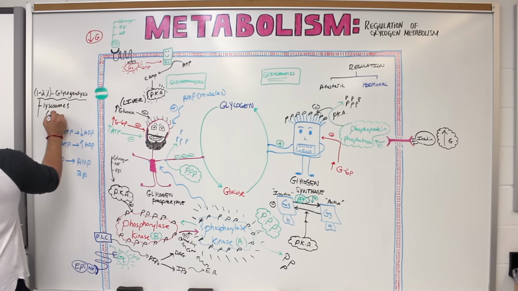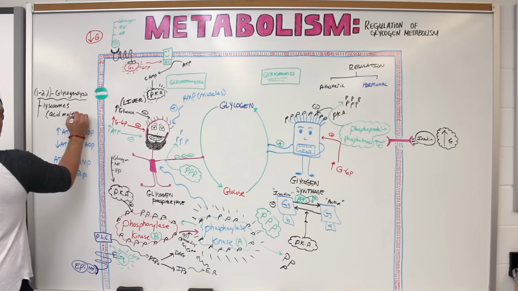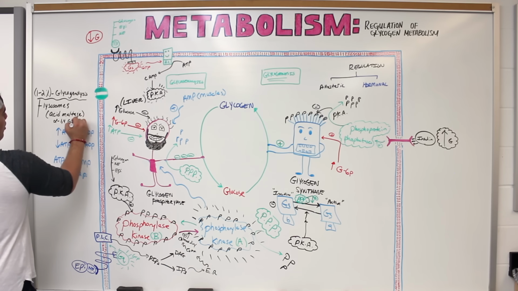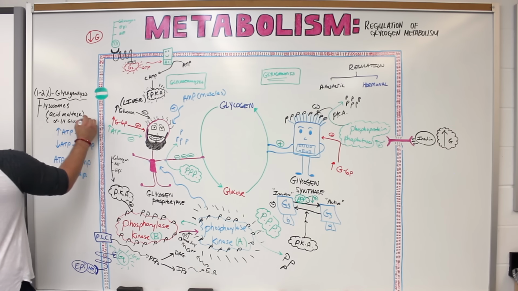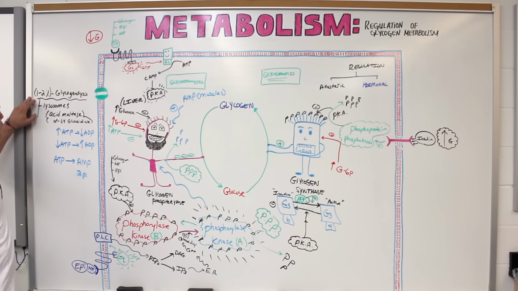In these lysosomes, we have what's called acid maltase, or alpha-1,4-glucosidase. Why am I telling you this? Because there is a disease that can occur whenever these lysosomes have a deficiency or a mutation within this acid maltase, or alpha-1,4-glucosidase.